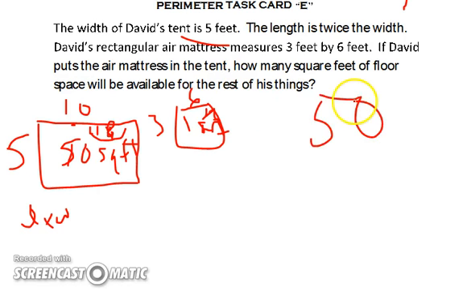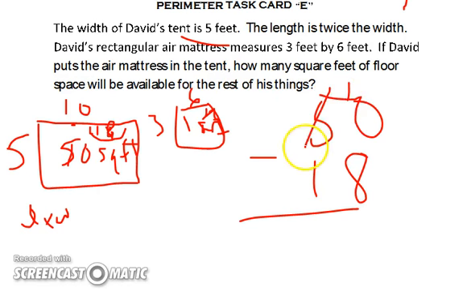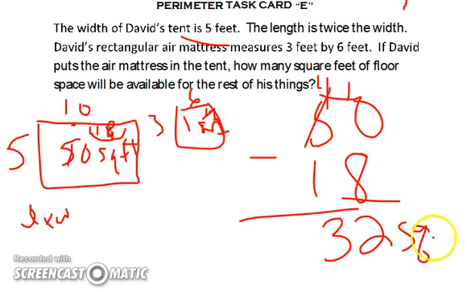So we can take 50 square feet minus 18 square feet, and we can regroup. 10 minus 8 is 2, and 4 minus 1 is 3. There would be 32 square feet for David to put his things. If you could write a little sentence for that.